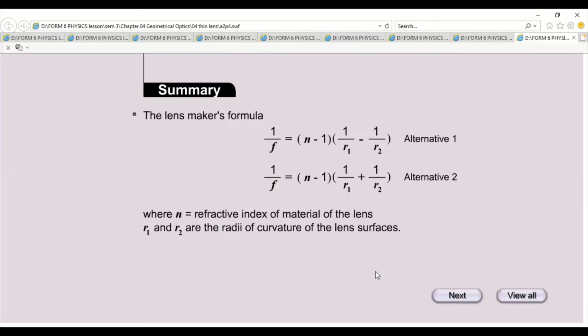In summary, the lens maker formula is 1/f = (n - 1)(1/R1 - 1/R2), or alternatively 1/f = (n - 1)(1/R1 + 1/R2), where n is the refractive index of the material of the lens, and R1 and R2 are the radii of curvature of the lens surfaces. So from here, we go to the next slide.